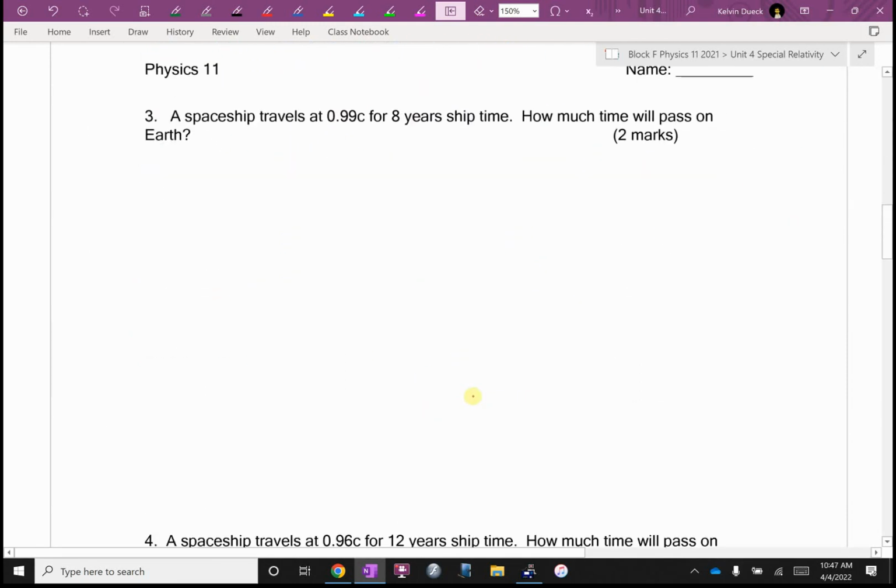Now we get to relativity. How can I tell at a glance that this is special relativity? I saw percentages of the speed of light. This wants me to find time back on Earth, so that wants me to find T. T0 is 8. V is 0.99c. So my equation is going to be T equals T0 divided by that square root function.